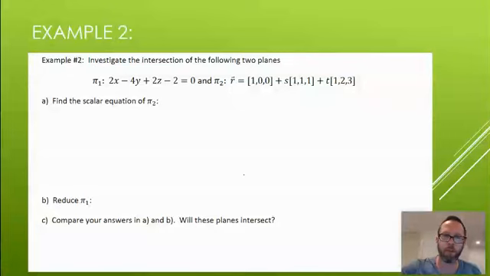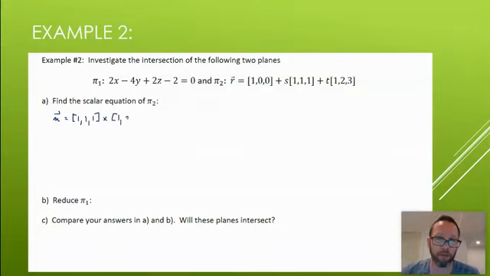Here we have two planes, but right now one is in Cartesian form and one is in vector equation form. To compare their normals, we'd like to find the scalar equation of pi 2. This is a good exercise if you want to pause the video and try it. We want to find the normal. So we have been doing the cross product of the two direction vectors.